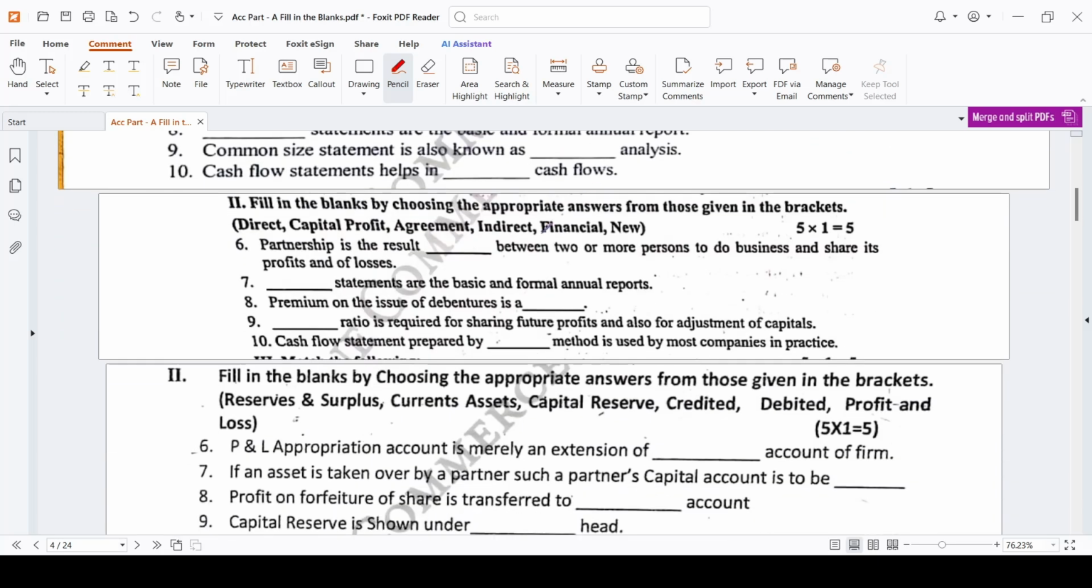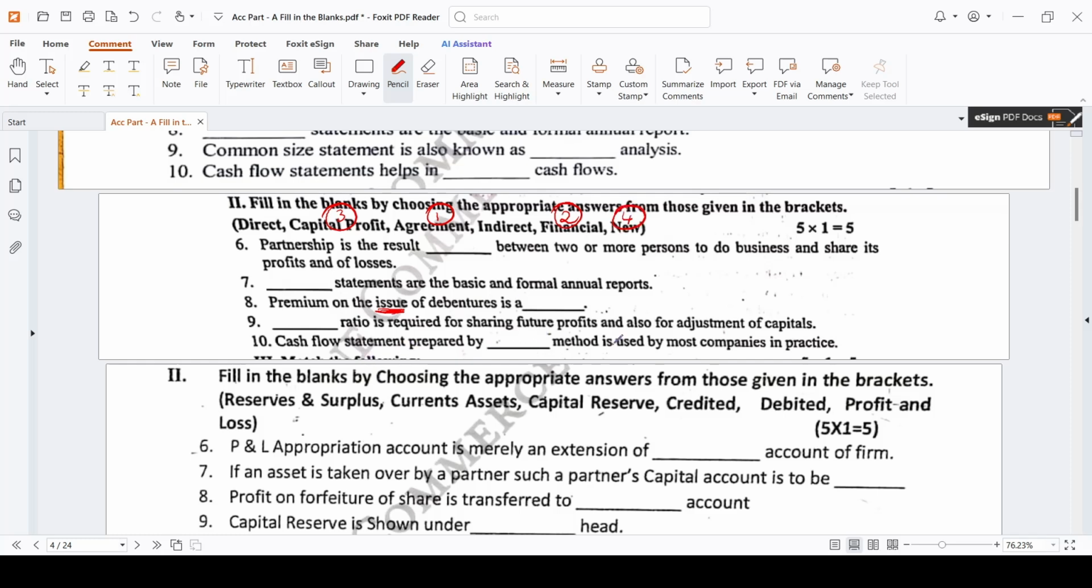Coming to the next one, partnership is the result of agreement. Dash statements are basic and formal financial statements. Premium on issue of debentures is any premium which you are going to receive on issue of debentures, on issue of shares, it is a capital profit. On issue, you have to keep it in your mind, on issue. Dash ratio is required for sharing future profits and also for adjustments of capital. Future, it is new ratio.